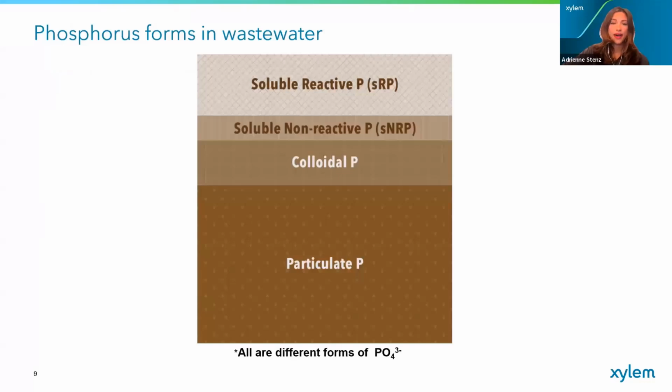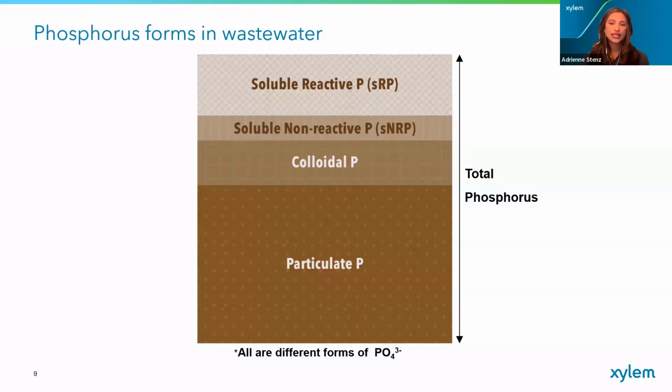All right, when we talk about phosphorus in wastewater, we're talking about a few different forms of it. All of these forms are phosphates. In wastewater, phosphorus can be soluble or particulate. Soluble means dissolved in water. Particulate means attached to solids. Colloidal is an intermediate stage between particulate and soluble. Typically, influent wastewater is half soluble, half particulate phosphorus.